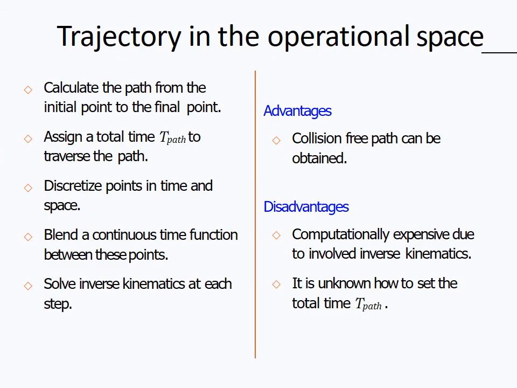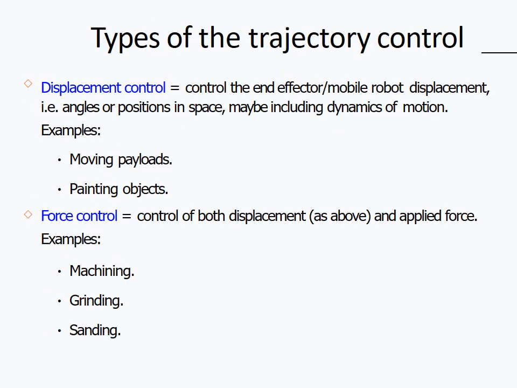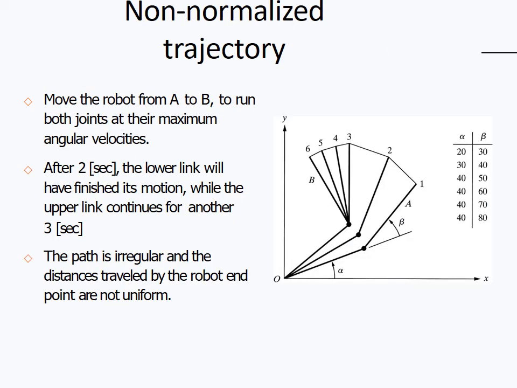Trajectory in the operational space: calculate the path from the initial point to the final point, assign total time to transfer the path, and compute the points at the times. So the advantage is that a collision-free path can be obtained. Disadvantage: computationally expensive due to the involved inverse kinematics. So the types of trajectory control are displacement control and force control.